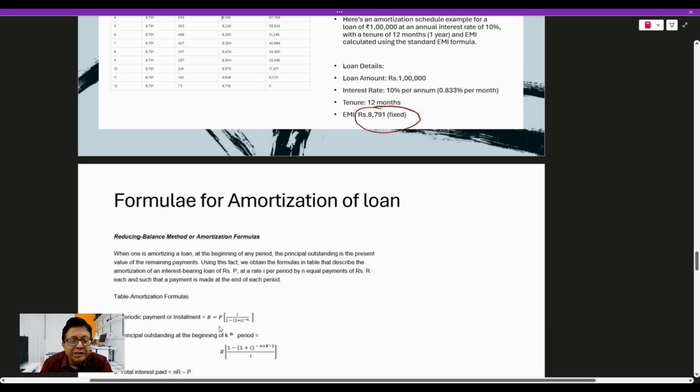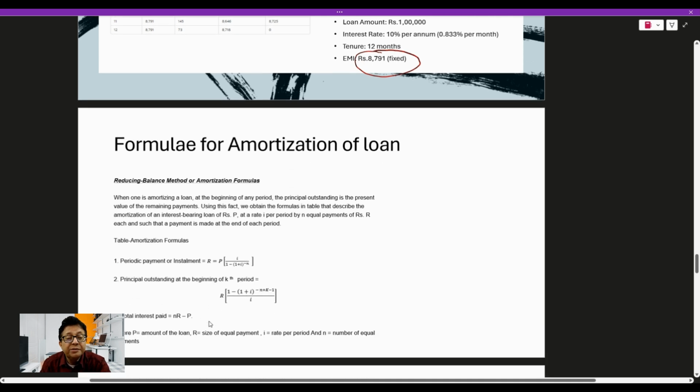Formula is this: R equal to P into i by 1 minus (1 plus i) to the power minus n. Okay? This is the formula. This is the formula for what? Periodic payment or installment. Is that clear? With this formula, no derivation of formula is there in your syllabus. Just remember this as a formula for calculation. Principal outstanding at the beginning of credit period is this. This you have to do.